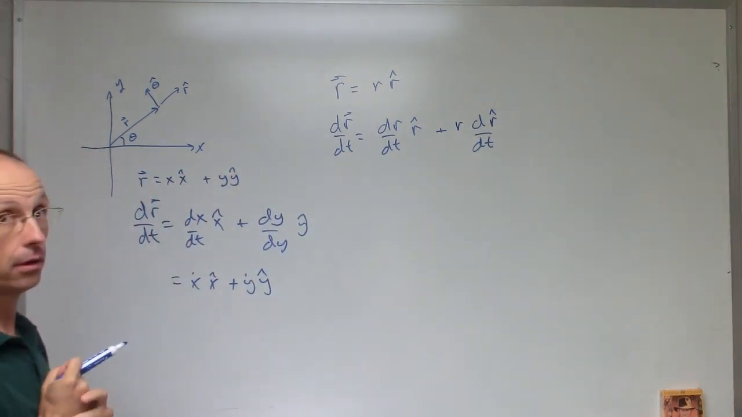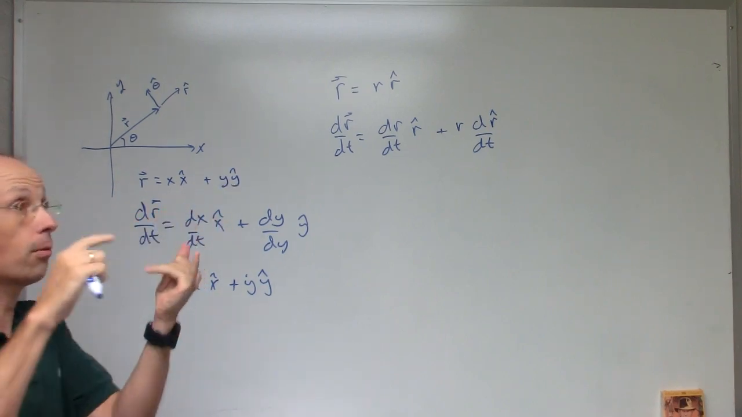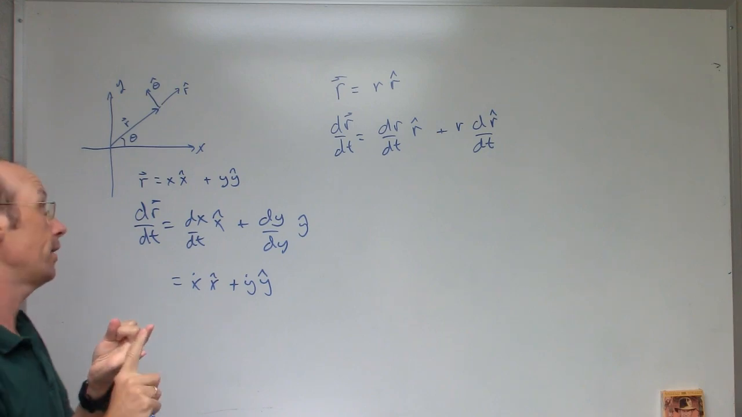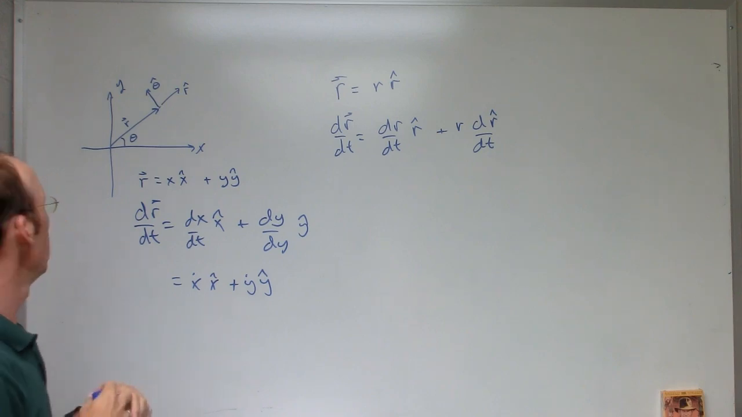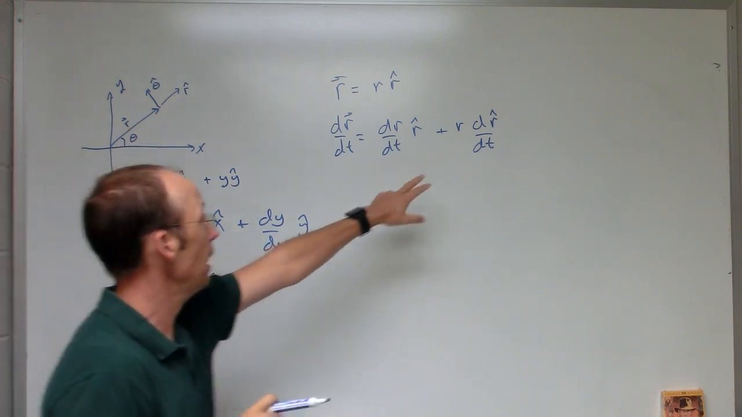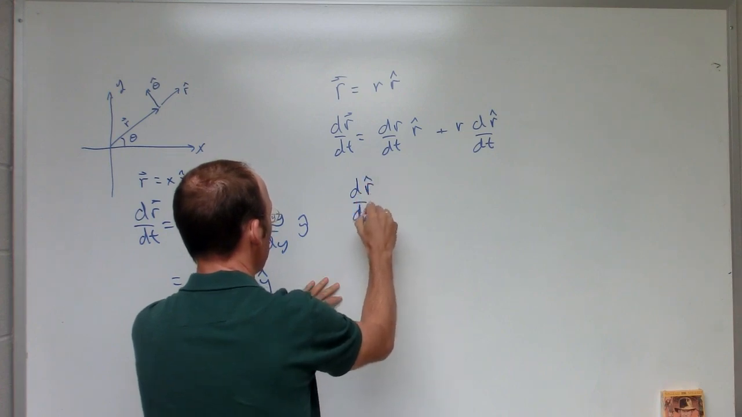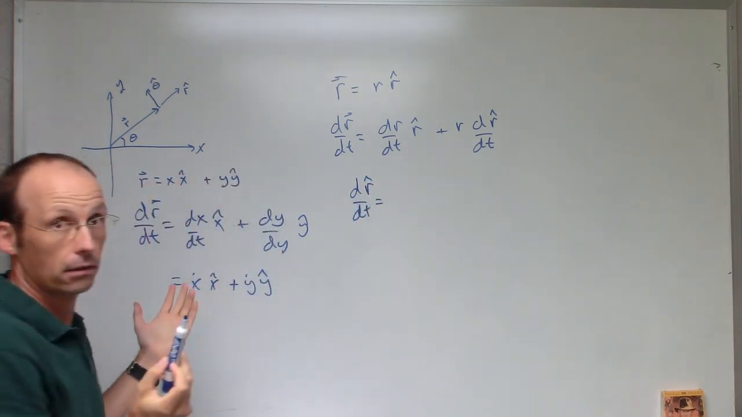That's my derivative. But I don't want to leave it like that. I want to write it as a vector in terms of r hat and theta hat. So the question is, how do I get this term? How do I get d(r hat)/dt? How do I find that?